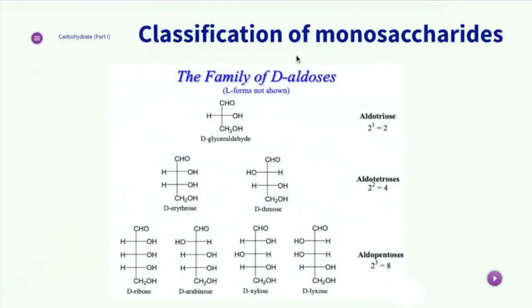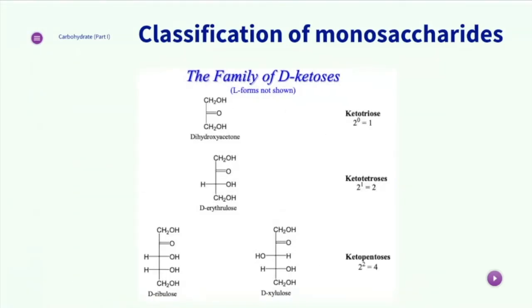So this is an example of the D-aldoses. D-glyceraldehyde has only one chiral carbon. So the potential isomers are only two, D-glyceraldehyde and L-glyceraldehyde. And for example, the erythrose here and D-threose, ribose, arabinose, xylose, and lyxose are also types of D-aldoses. So they have the aldehyde functional group here at the top, based on the Fischer projection.